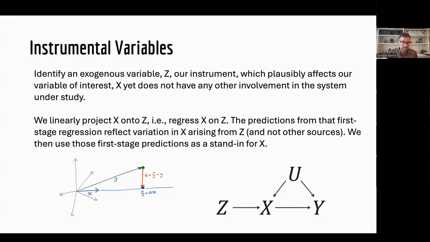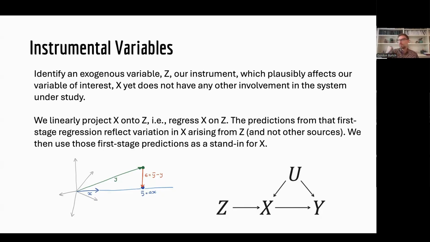Okay. The picture I'm showing you in the bottom right is just a directed acyclic graph explaining how the instrument works. So Z is affecting X. X is the thing I actually care about. Maybe it's got a confounder U that's driving its relationship with Y. The point is, if I first regress X on Z, I'm projecting X into the subspace of Z. The projection idea is why I've got vectors on the left showing geometrically what's going on. This is two-stage least squares.